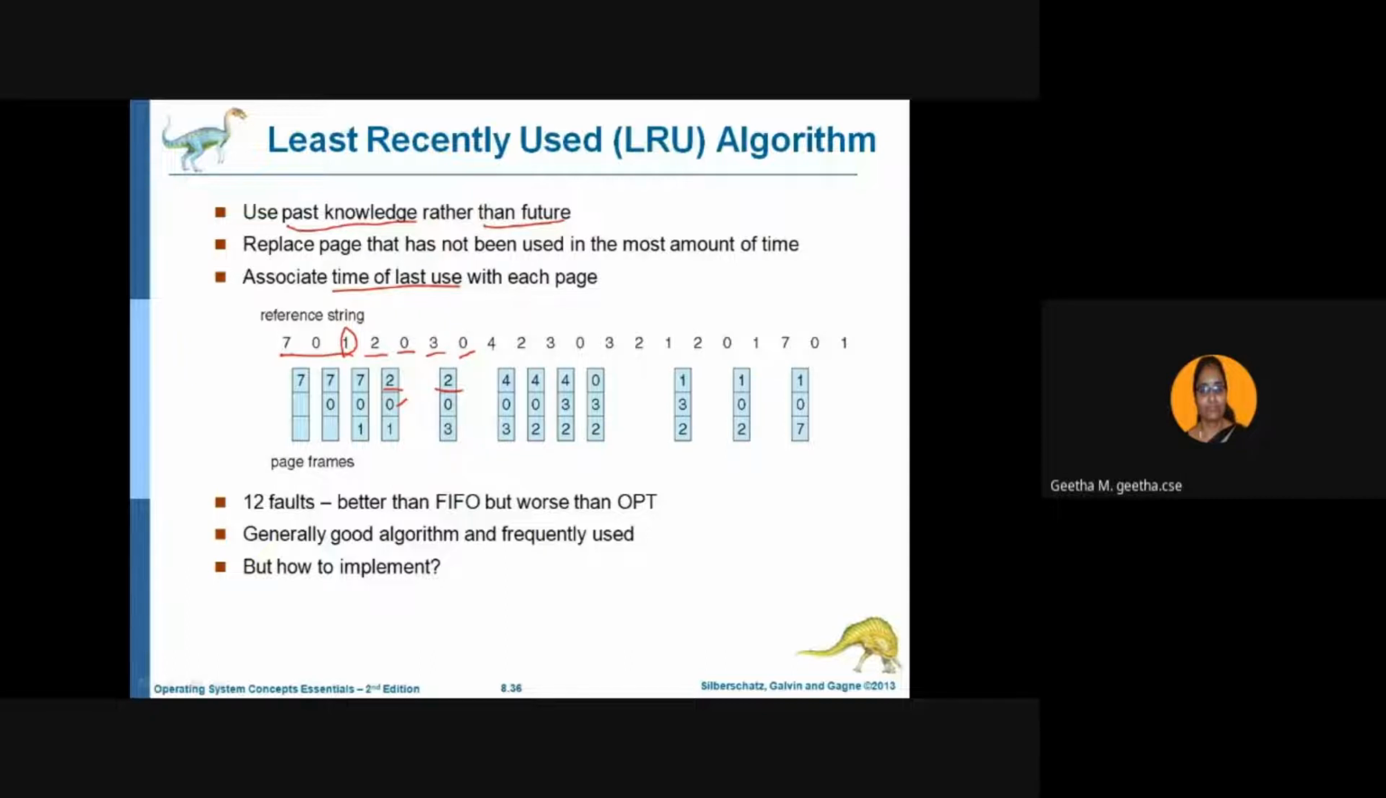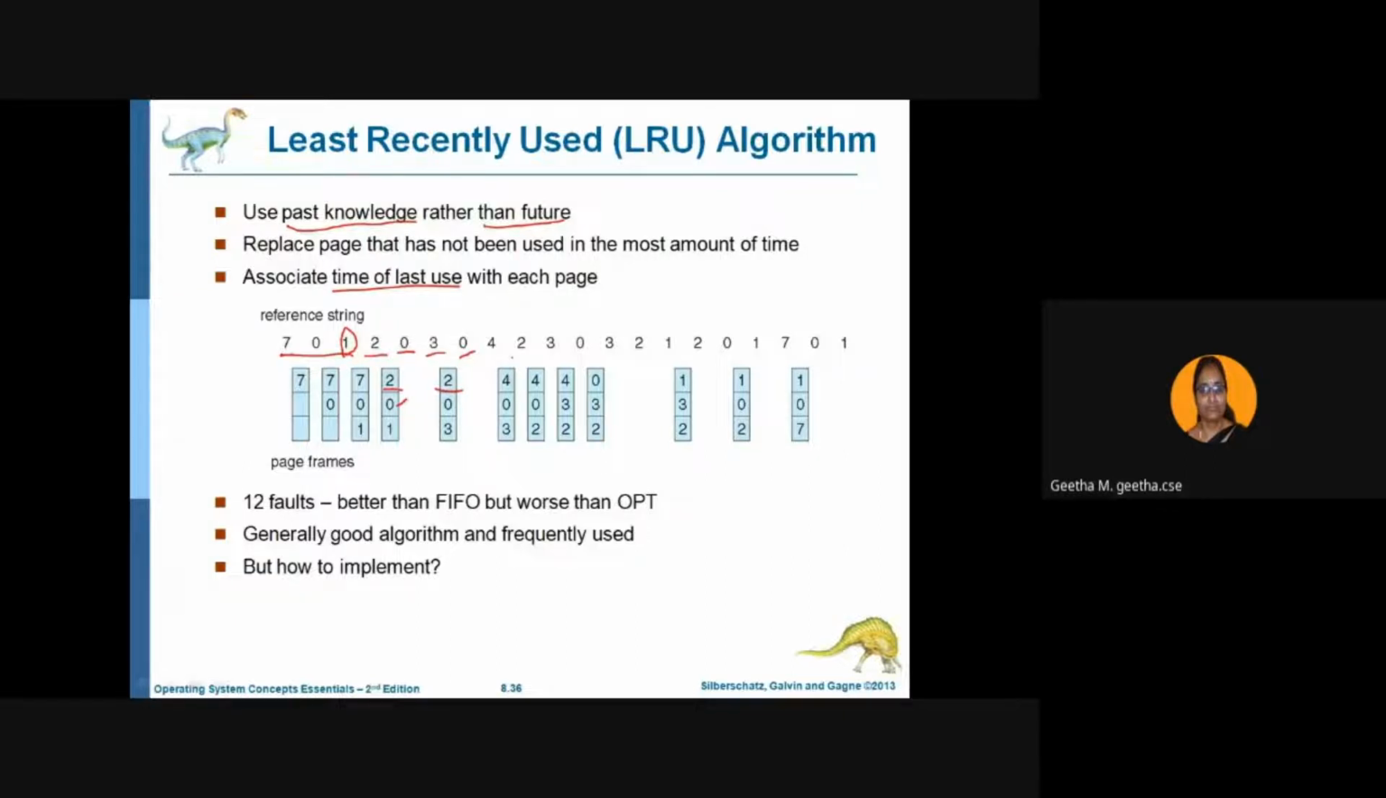If you consider the next reference, it is to the page 4. So among 2, 0 and 3, 0 has only just been referred, and 3 before 0. So if you consider 2, it is the one which has not been referred for a long time compared to 0 and 3. So it is replaced by page 4.